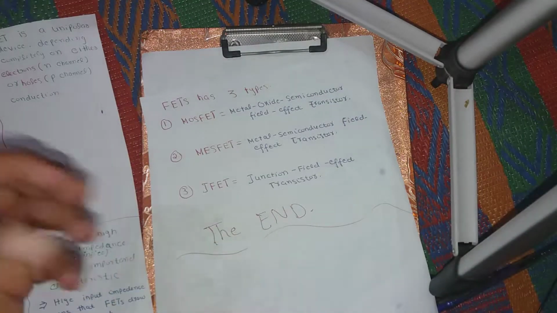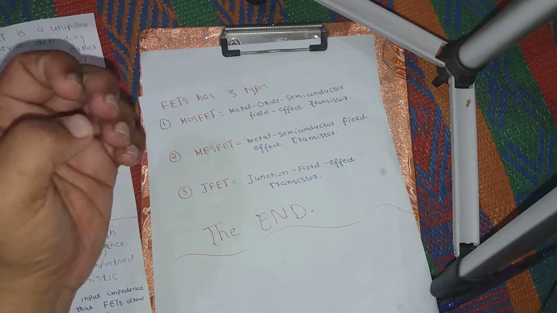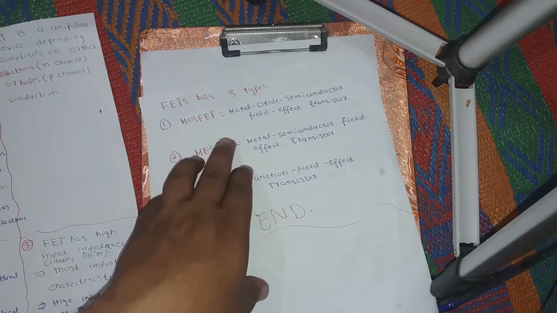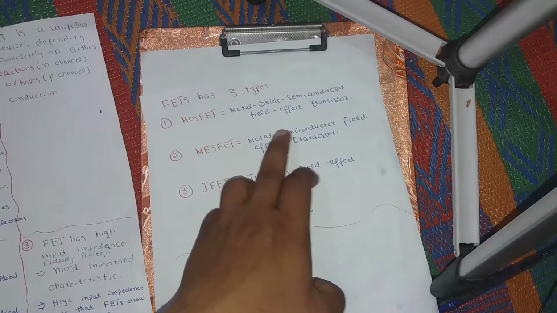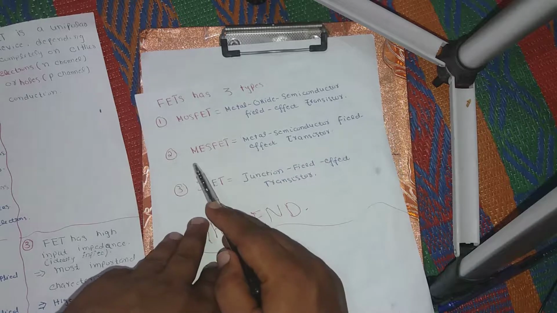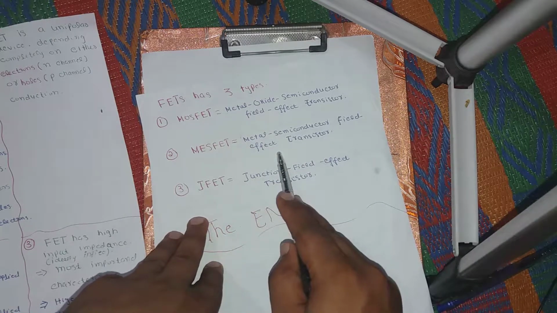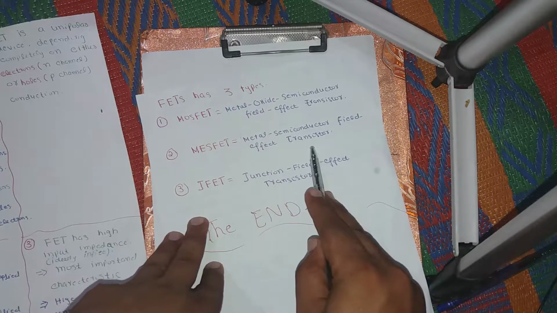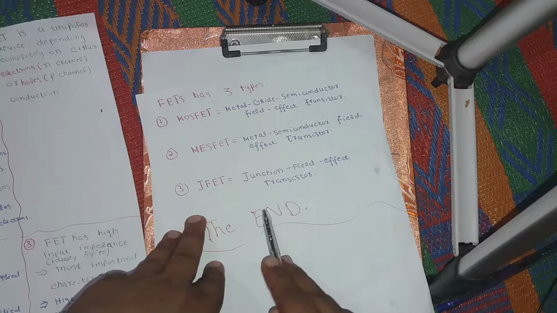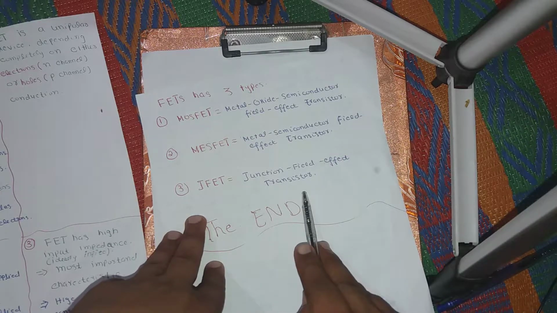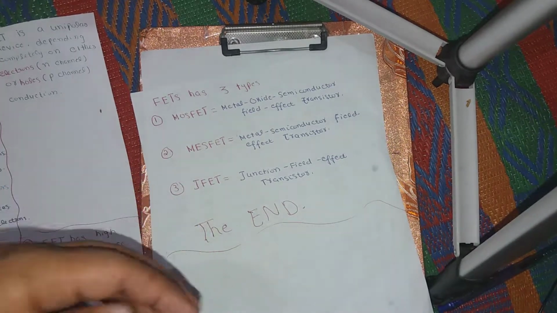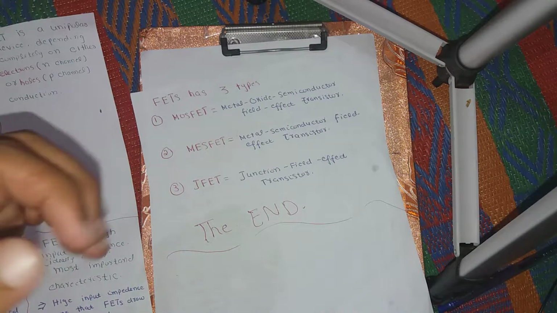Now let us briefly talk about FET. FETs have 3 types, right? Number 1 is MOSFET, which stands for metal oxide semiconductor field effect transistor, number 2 is MESFET, which stands for metal semiconductor field effect transistor, and JFET, which stands for junction field effect transistor. So that was all about FETs and BJT.